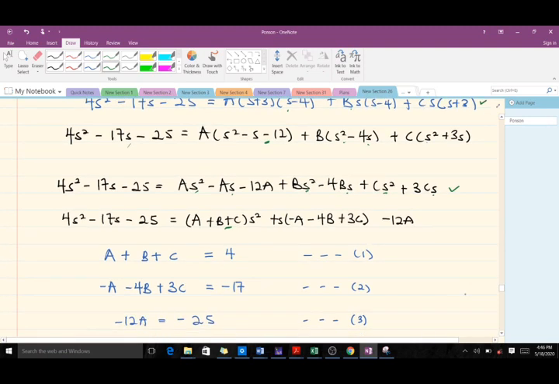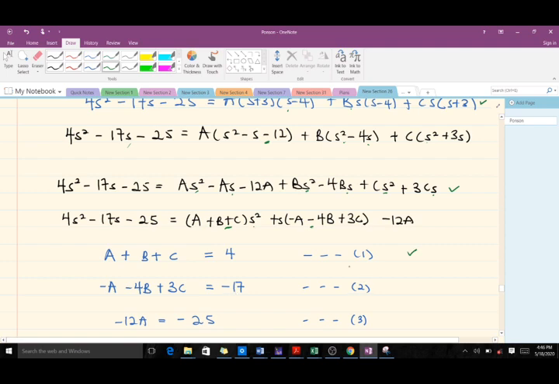So we do comparison. When you compare coefficients, on the left hand side the coefficient of s squared is 4. On the right hand side, that of s squared is A plus B plus C. So the first equation we get is A plus B plus C equals 4, which is equation 1. To get our second equation, we compare the coefficient of s at the left hand side to that at the right hand side, and that gives us negative A minus 4B plus 3C equals negative 17.